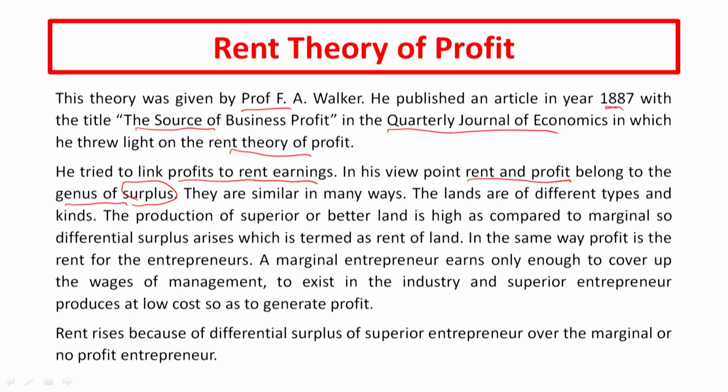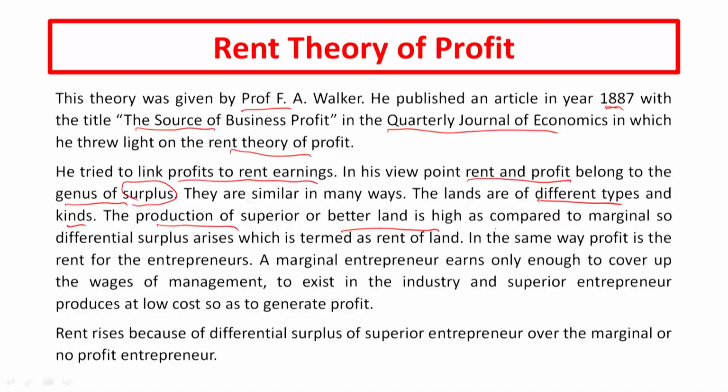The lands are of different kinds or types. The production on superior or better land is high, which means the land which is of superior quality has comparatively high production as compared to the marginal one. So differential surplus arises, which is termed as rent of land, which means the land of better quality produces more, and accordingly the land of not so superior or marginal quality produces less. So he tried to understand this with the concept of rent of land.